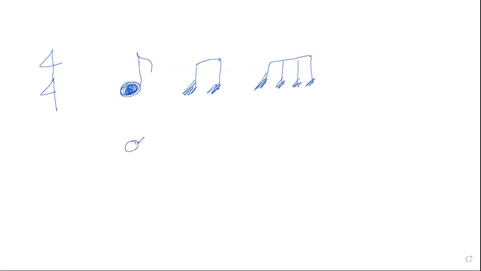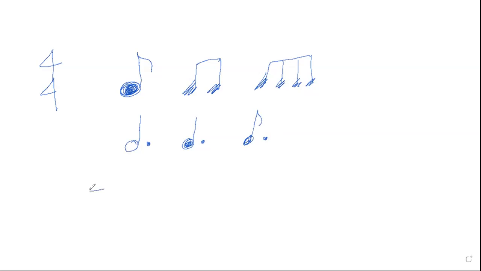Okay, so dotted notes. When you dot a note, it adds 50% of the value to the note. So here's a half note getting 2 beats. If I add a dot to it, now that dotted half note gets 3 beats. If I have a quarter note, which gets 1 beat, if I add a dot to it, now that note gets a beat and a half. If I have an eighth note, which gets half a beat, and I add a dot to it, now that note gets 3/4 of a beat, right? A half and a quarter equals 3/4.